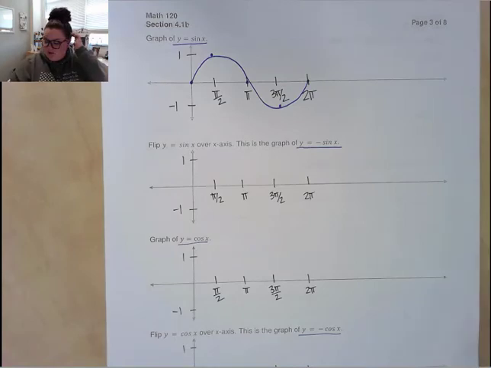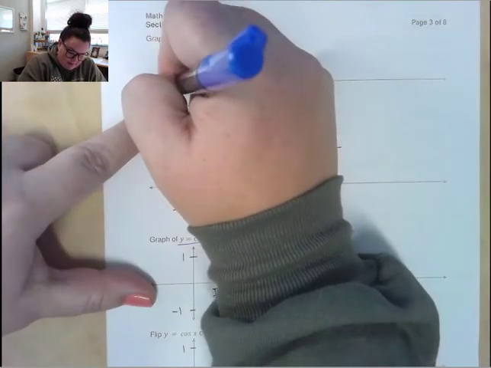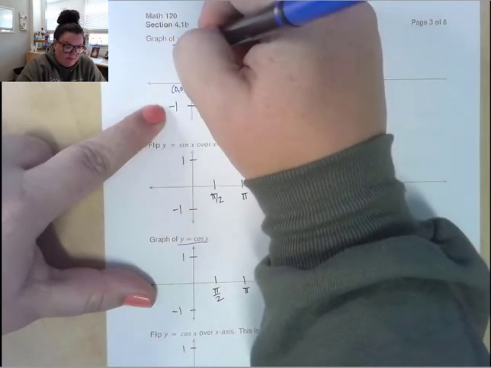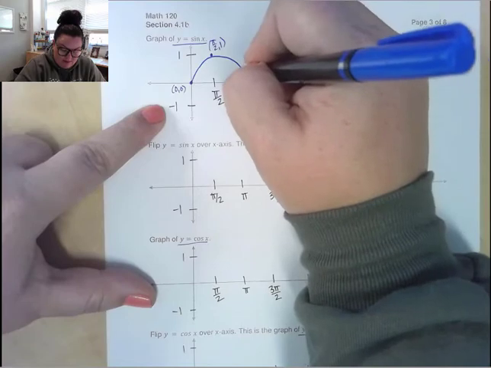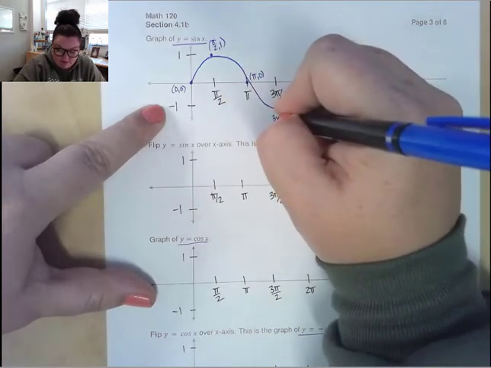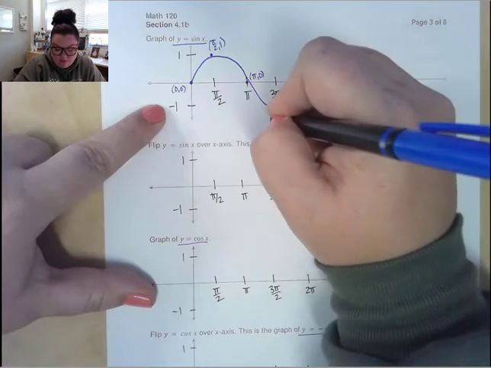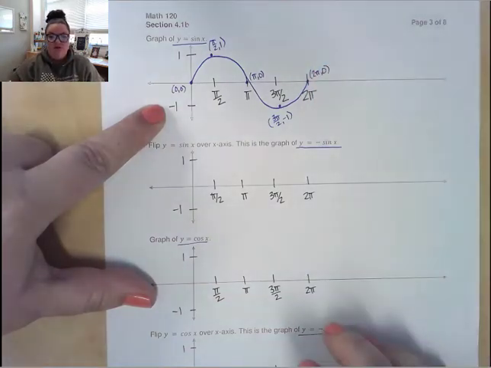Okay, so I'm actually going to go ahead and just label these points. This is the point 0, 0. This is the point pi over 2, 1. This is the point pi, 0. This is the point 3 pi over 2, negative 1. And this is the point 2 pi, 0, right?